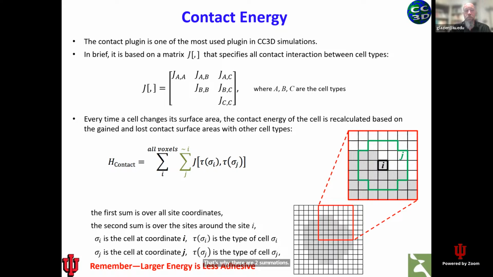The key thing to remember here, and this is perhaps a little counterintuitive, is that larger energies mean less adhesion. So if I have a big energy of contact, that means I repel. A smaller negative contact energy means I attract. And that may be a little bit backwards from what you expect.